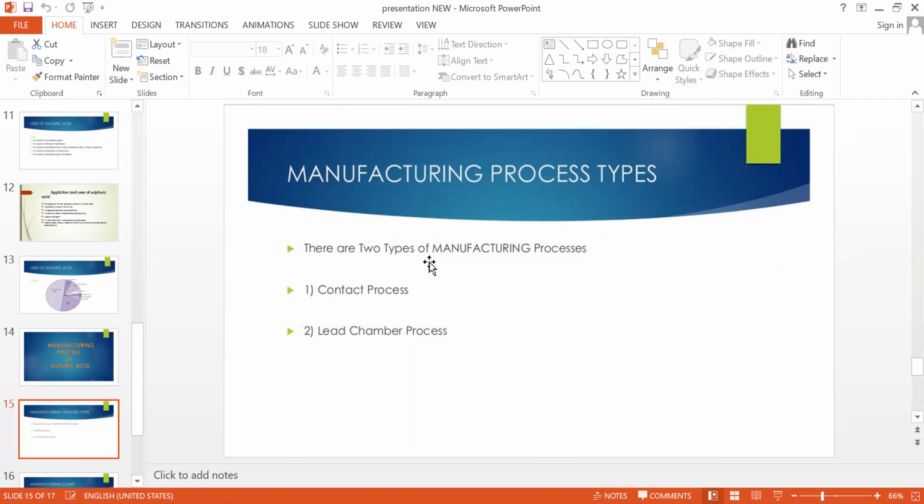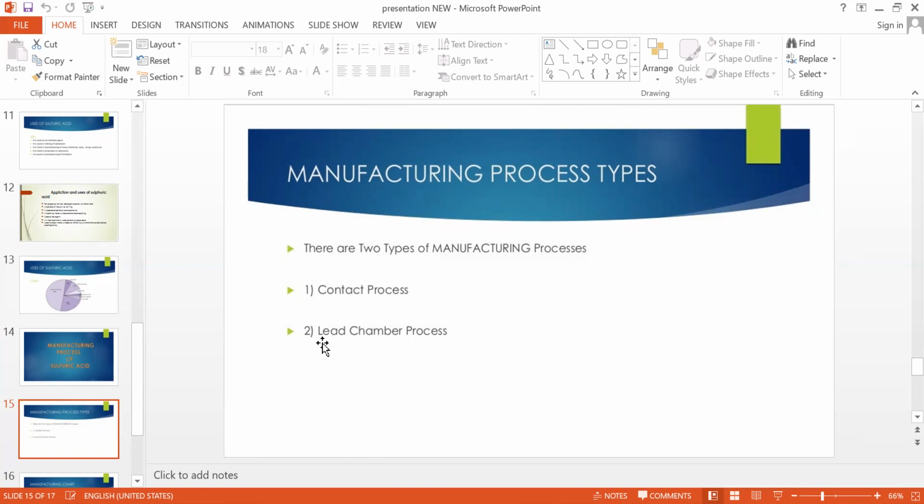Here are some types of manufacturing process. Number one, contact process, and number two, chamber process. First, we discuss the contact process. The contact process is the current method of producing sulfuric acid in the high concentrations needed for industrial processes. Platinum was originally used as the catalyst for the reaction. However, due to contamination with arsenic impurities in the sulfur feedstock, vanadium oxide is now preferred.